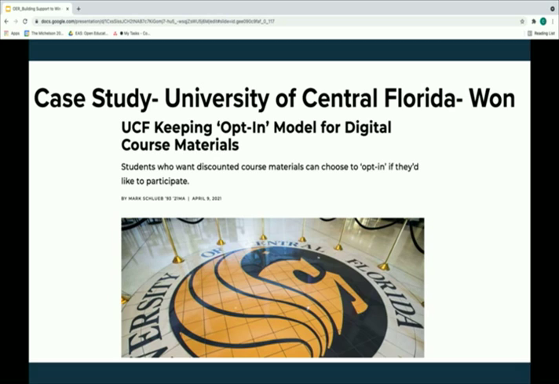Okay, so I want to make sure I get to some of these case studies, because I do think that this is something you're seeing here. So at University of Central Florida, Florida was actually a really interesting state, which is why we're seeing a lot of automatic textbook billing pushback coming from here. They used to have a state law that required that all of these deals be opt-in, so that students would have to say, I'm okay with being part of that program. And then eventually there was a change in the law that allowed these programs to become opt-out, so you would have to figure out how not to be part of this program.